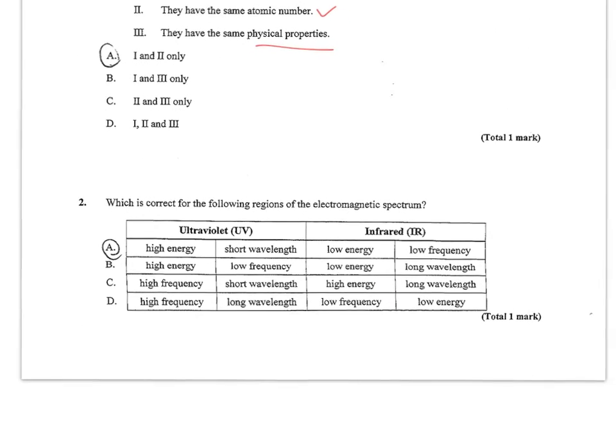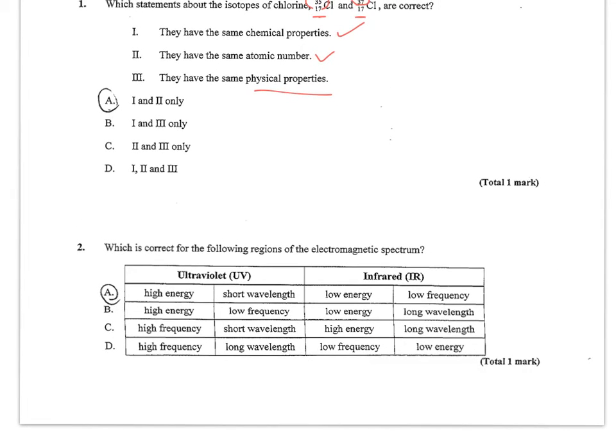Then scrolling down to number 2, which is correct for the following regions of the electromagnetic spectrum. They're comparing ultraviolet and infrared. The way I remember this is Roy G. Biv is the visible part we see, with violet being one end and red being the other. So UV is just beyond the violet, and infrared is just beyond the red that we can see. These are the two electromagnetic waves just beyond our sight.